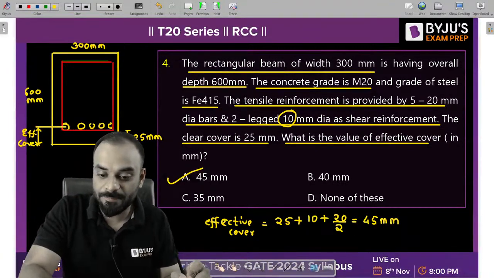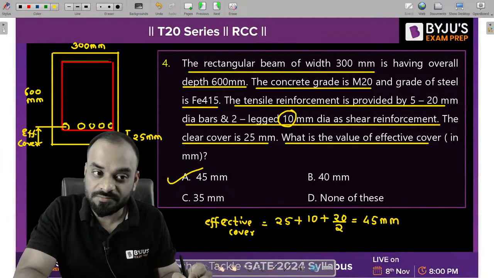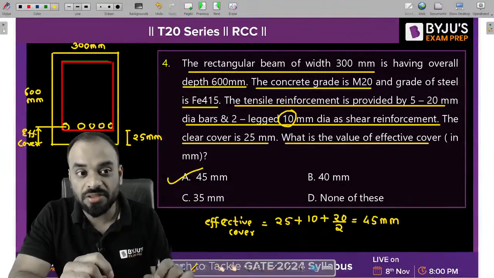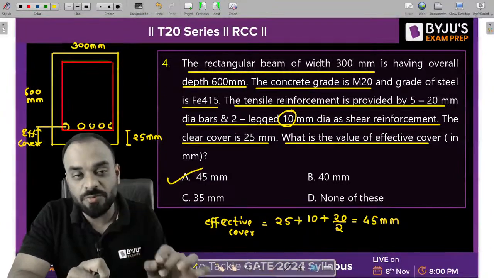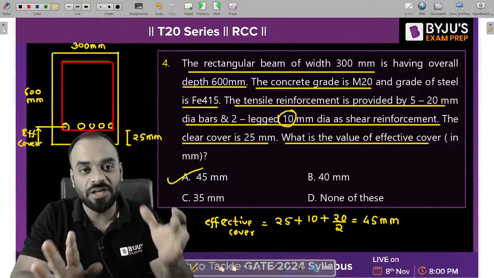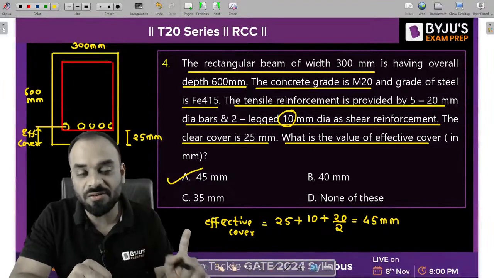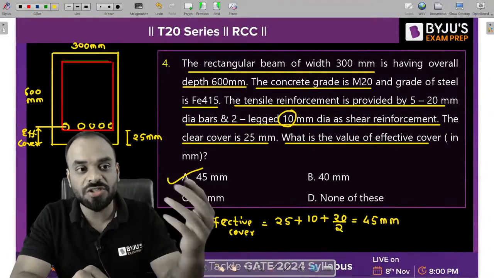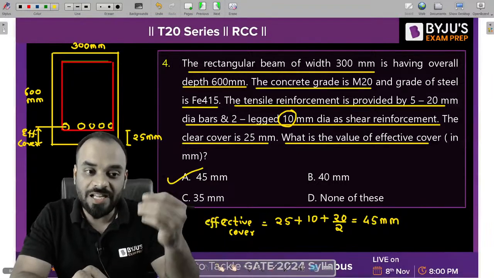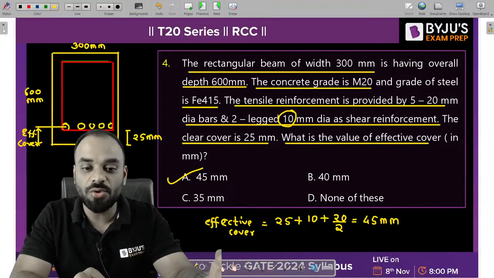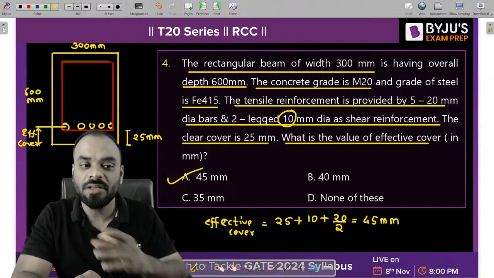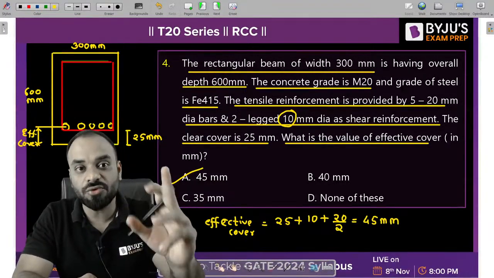Swapnil, very good evening. A is the correct answer. Understood? Listen carefully, guys. Whenever in the question they have mentioned the shear reinforcement, you have to consider it while calculating the effective cover. Be careful. If it is mentioned in the problem, you have shear reinforcement in your beam, then kindly consider that particular value also in the calculation of effective cover. If it is not mentioned in the problem, then you can ignore it. Otherwise, you have to consider it.